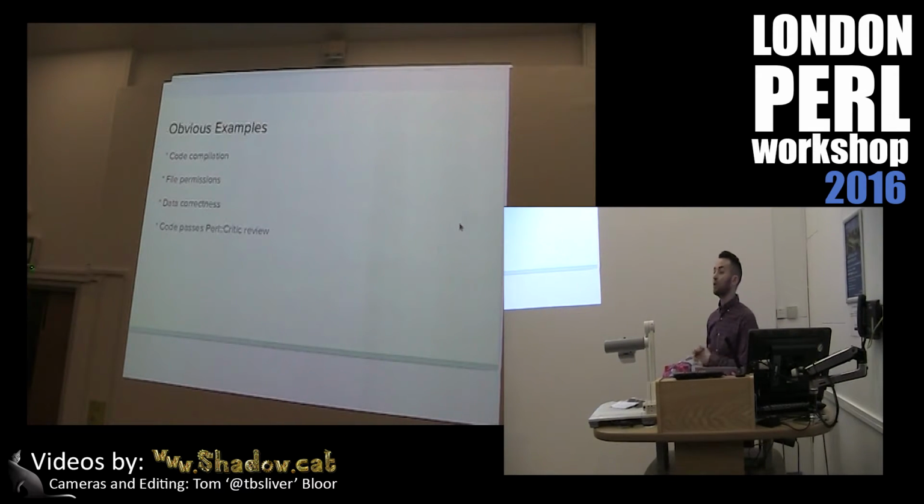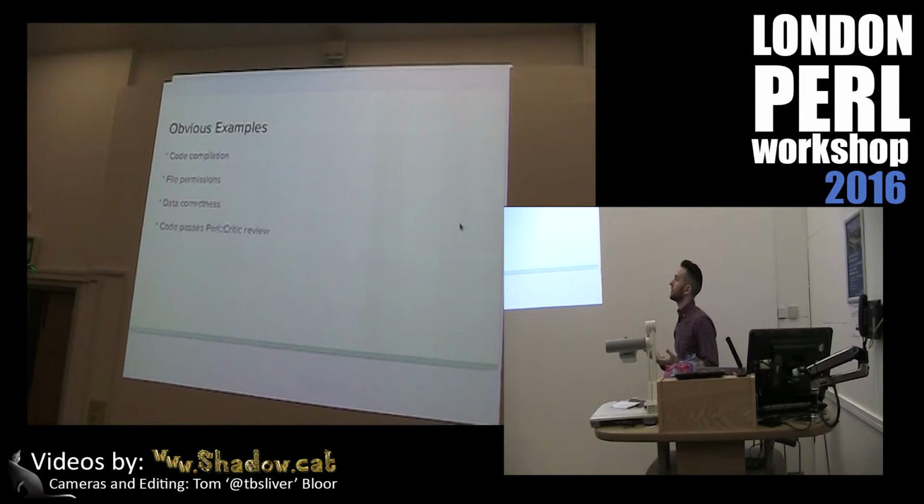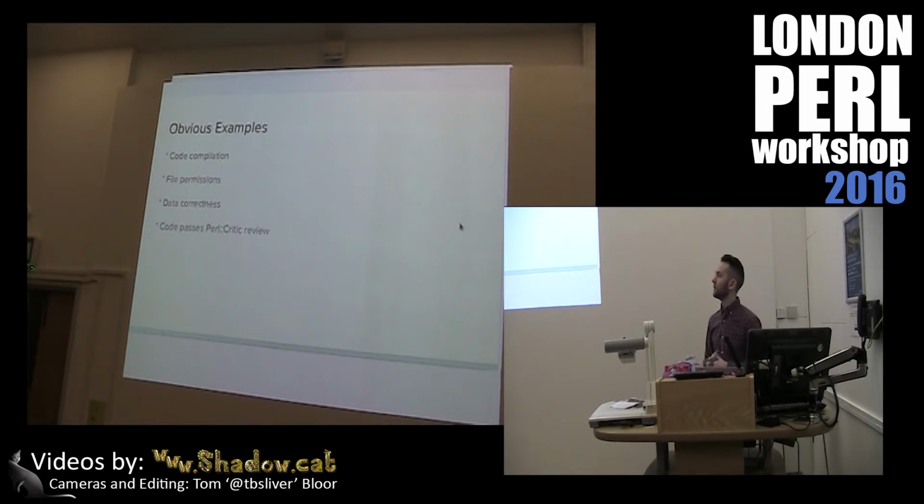So code compilation, right? You could have a script that recurses through lib and tries to compile every Perl module it finds. File permissions. If you have tests in the t directory, they should be executable, that kind of thing. Data correctness. So if you have YAML or JSON configuration files or external files, you can run tests to check they're formatted correctly and so on. And you can use Perl Critic to review your code as well.